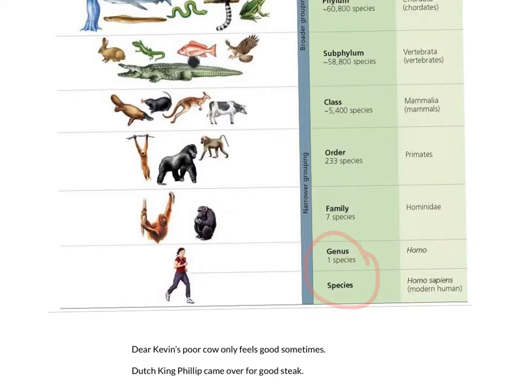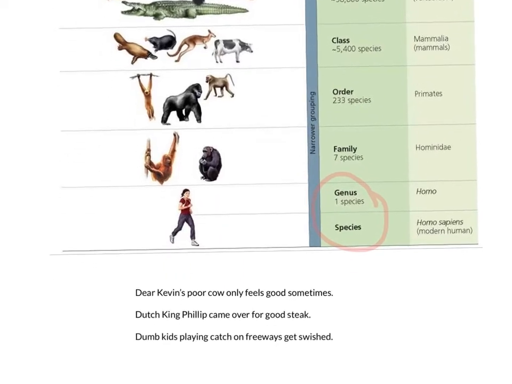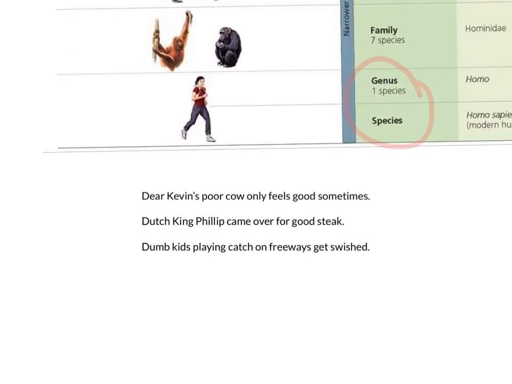Okay. All right. Let me switch this off. Let's go down here. There are a couple of mnemonic devices here to remember all the steps of taxonomy. So it goes domain, kingdom, phylum, class, order, family, genus, and species. So here are some phrases that you can learn so you can memorize all of them. So, dear Kevin's poor cow only feels good sometimes. So that goes domain, kingdom, phylum, class, order, family, genus, species. Or Dutch King Philip came over for good steak.